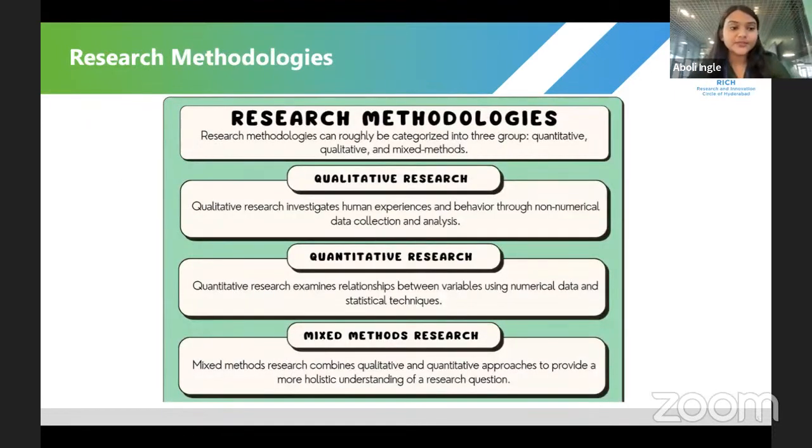And then comes the important aspect, research methodologies. In public health, roughly the methodologies are categorized into three groups, that is quantitative, qualitative, and mixed methods. So what is qualitative research and what is quantitative research? Would anyone from the audience like to answer that? It's already there on the screen, but what is the basic difference between qualitative and quantitative research?